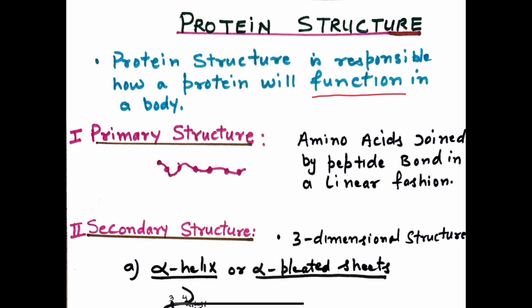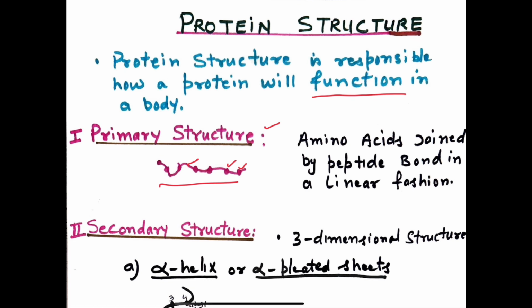So there are four types of structures that we're going to discuss in this lecture. First, we're going to study primary structure. Primary structure is basically amino acids joined by a peptide bond in a linear fashion. So very simple. As you see the structure, these are amino acids right here. So this is a peptide bond in between them. So that's the primary structure basically.